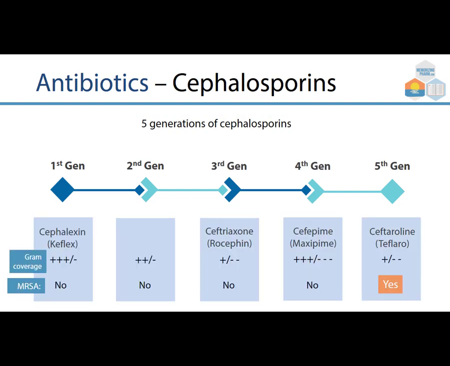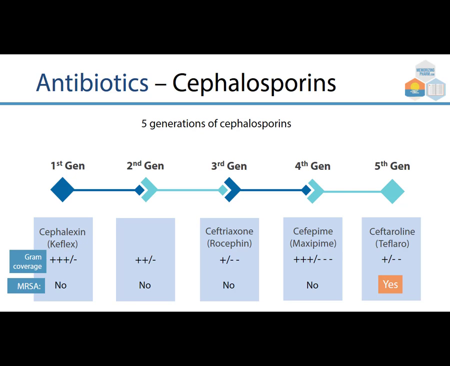And as we go on, we can see what kind of coverage we have. When we look at cephalexin, we definitely have gram-positive coverage, but the gram-negative coverage is not that good. And we have no activity against MRSA, or methicillin-resistant Staph aureus. We go to the next, and the gram coverage is a little bit weaker, and then no MRSA. But then as we get to the third generation, that was really the big change when we said, oh wow, we've got some better gram-negative coverage. Still don't have MRSA coverage, but it's getting better.